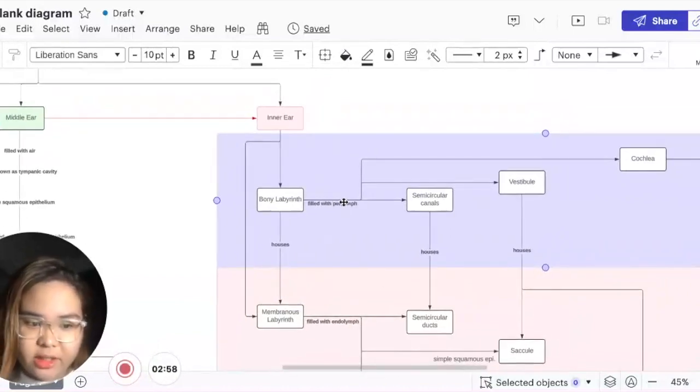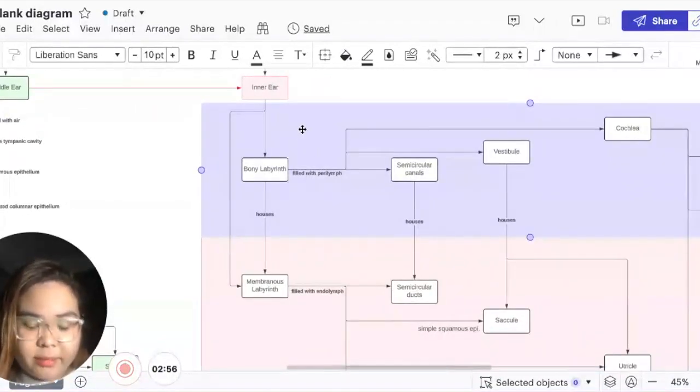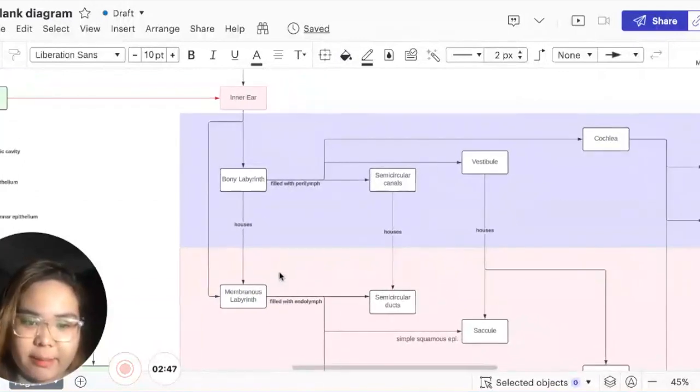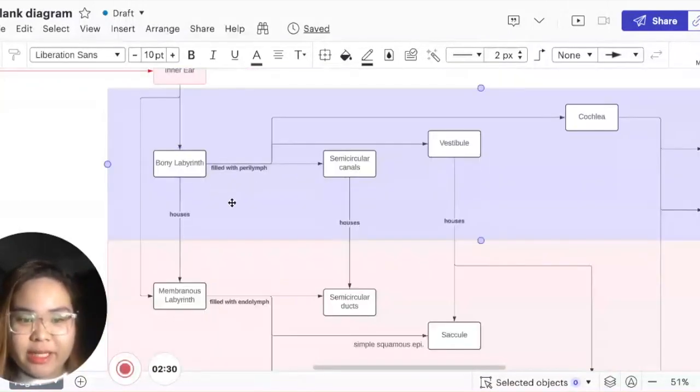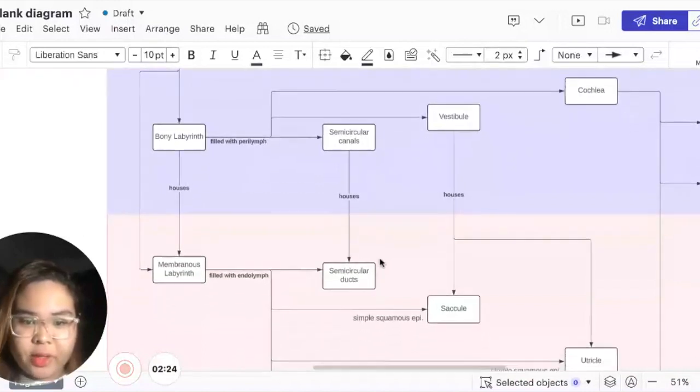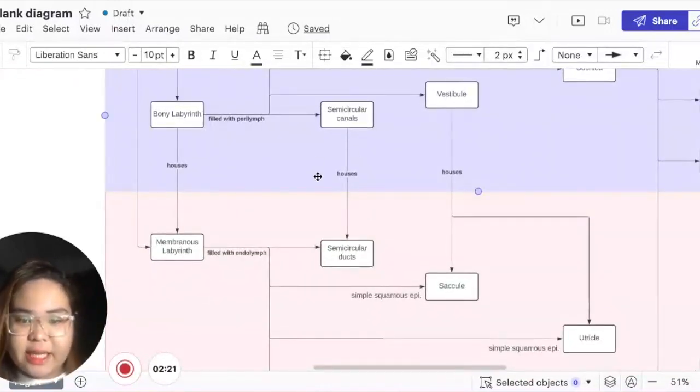Okay, so the inner ear can be divided into the bony labyrinth and the membranous labyrinth. What we need to know here is that the bony labyrinth houses the membranous labyrinth, and the bony labyrinth is filled with perilymph, whereas the membranous labyrinth is filled with endolymph. The bony labyrinth is composed of the semicircular canals, vestibule, and then the cochlea. The semicircular canals house the semicircular ducts.